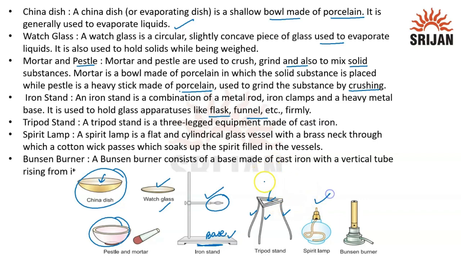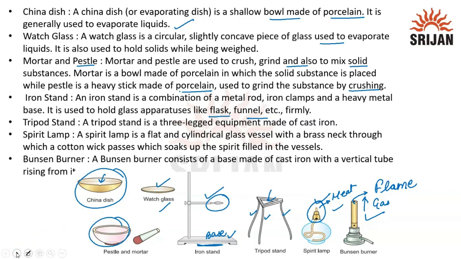Then we have the spirit lamp. It's a flattened cylindrical glass vessel with a brass neck through which a cotton wick passes. To burn or to get heat, we use the spirit lamp. Similarly, we have the Bunsen burner. It has a base made up of cast iron with a vertical tube rising from it. We supply gas to it and it is used to produce a flame for performing heating.